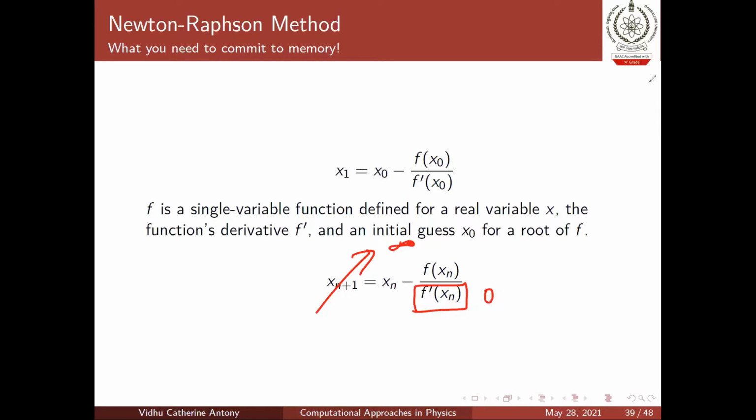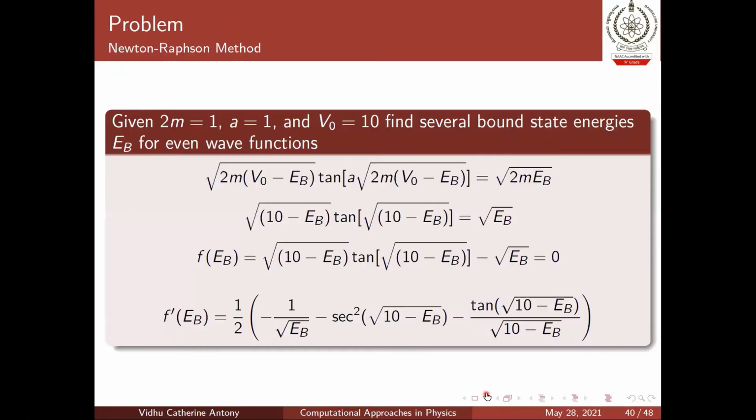It blows up based on what kind of function you have, or based on the value of f(x_n). It goes to minus or plus infinity. So again, we have the same problem that we looked at for even wave functions. Your 2m is 1, a is 1, b naught is equal to 10 for several bound state energies E_B for your even wave functions. You need to find several bound state energies.